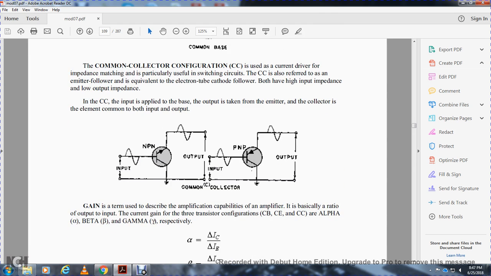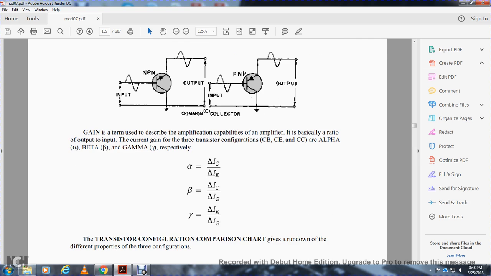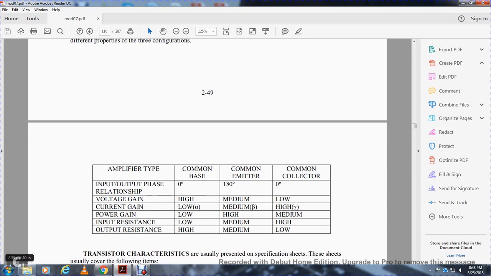Gain is the term used to describe the amplification capability of an amplifier, basically the ratio of output to input. The current gains of the three transistor configurations, common base, common emitter, and common collector, are alpha, beta, and gamma, respectively. Alpha is equal to the amps of the collector over the amps of the emitter. Beta is equal to the amps of the collector over the amps of the base, and gamma is equal to the amps of the emitter over the amps of the base. The transistor configuration comparison chart gives a rundown of the different properties for these configurations.